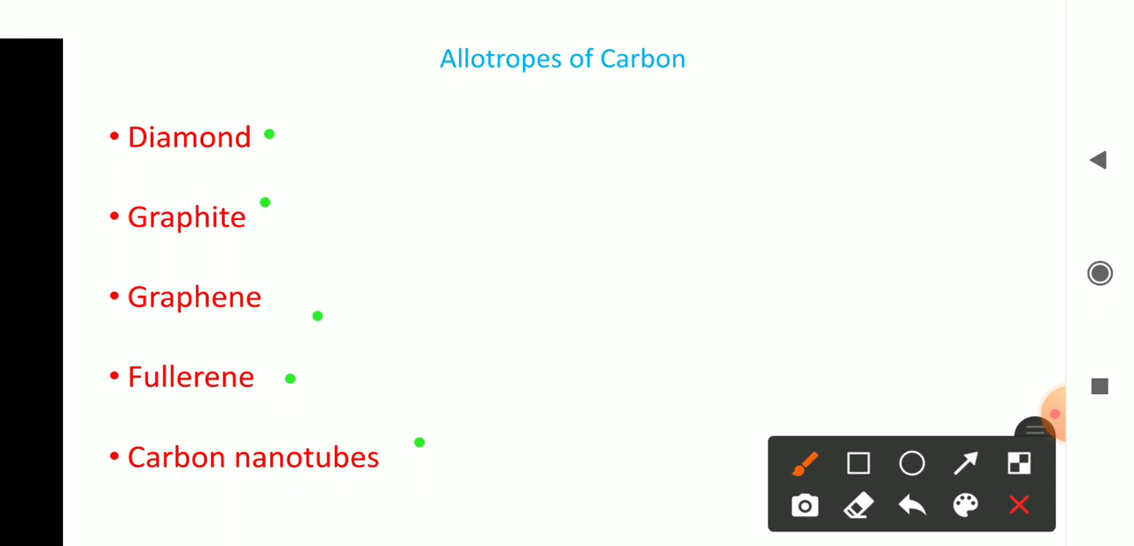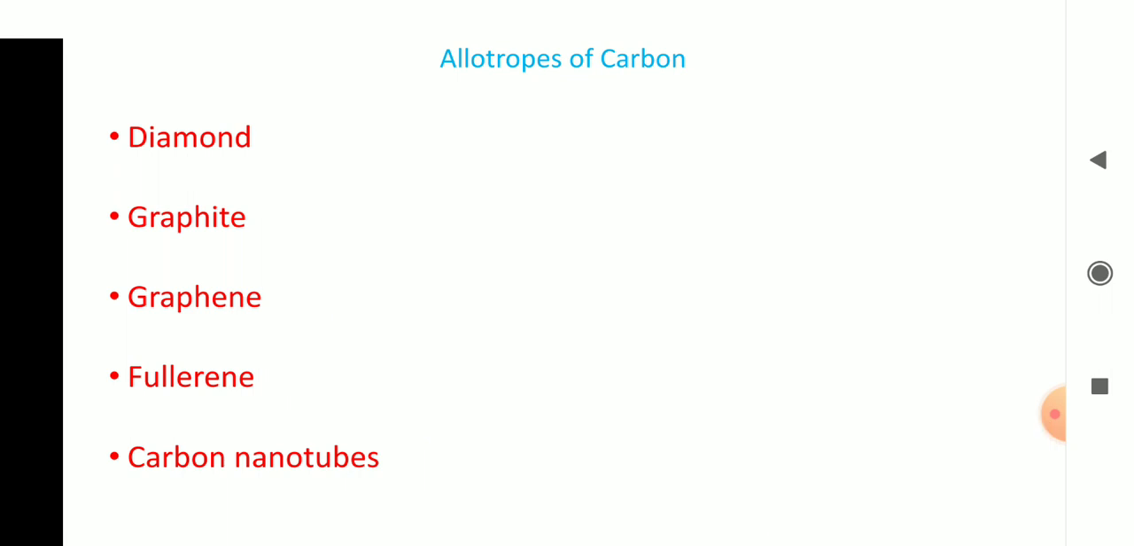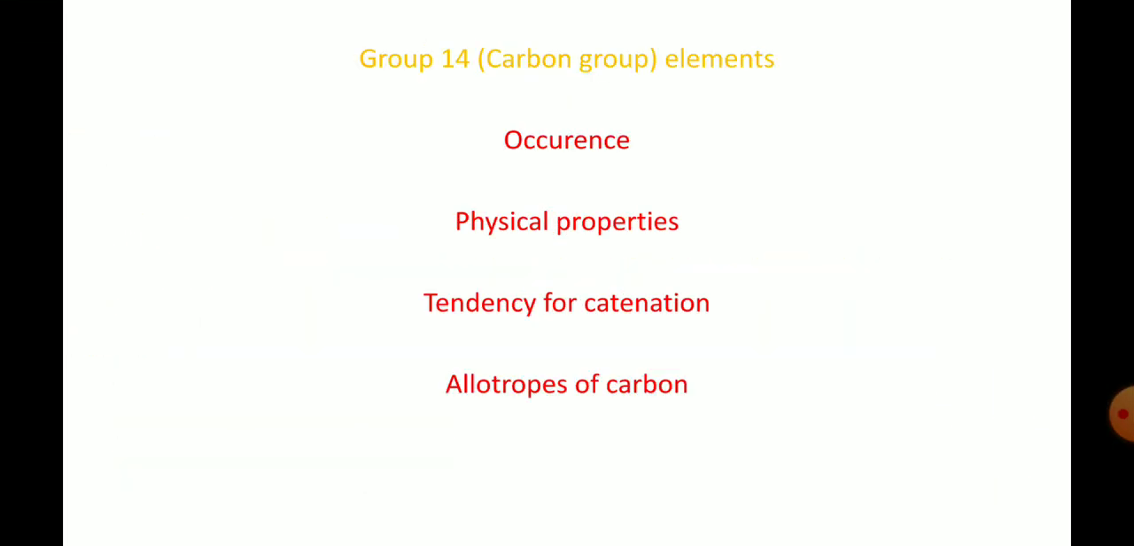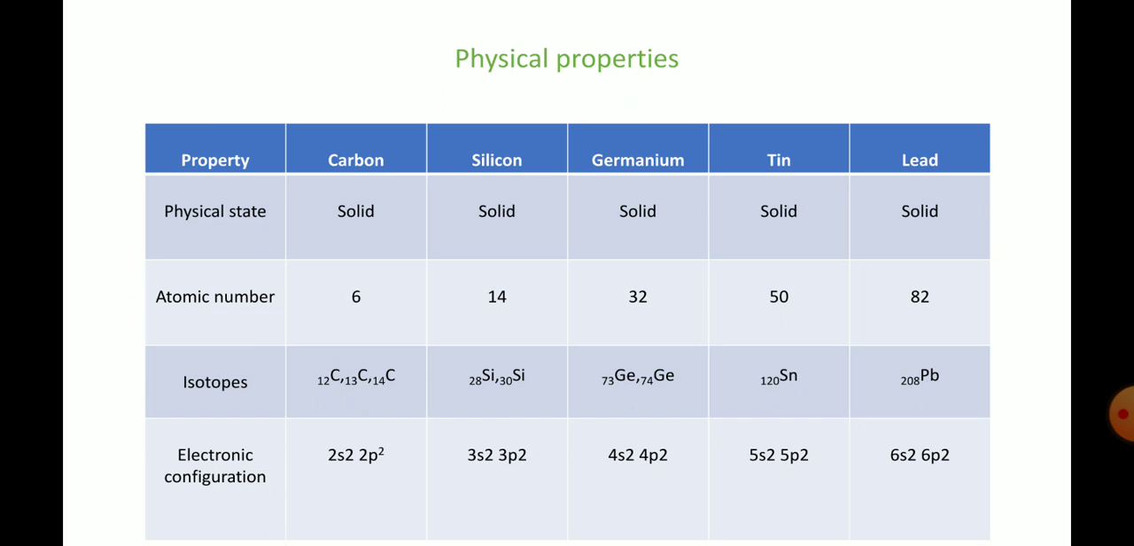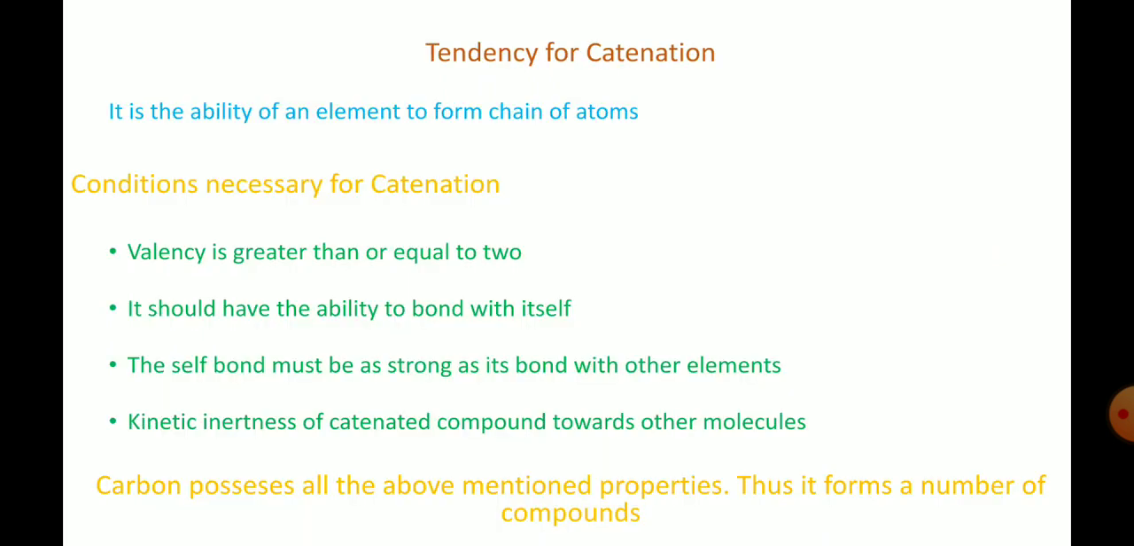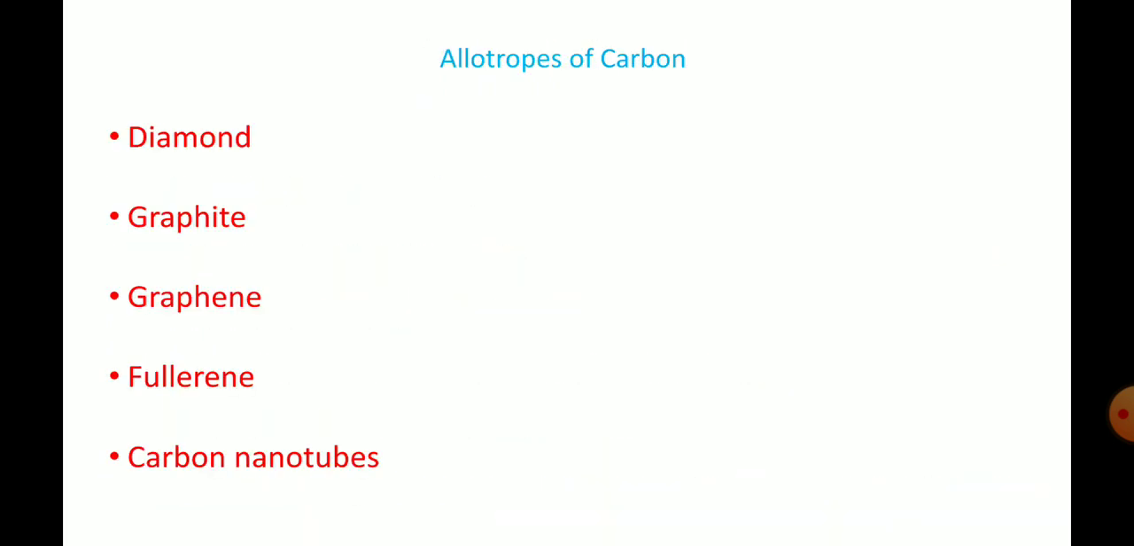Okay, so here what are the things we have seen? For group 14 elements, we have seen the occurrence, then secondly the physical properties, then the tendency for catenation, and finally the allotropes of carbon. Okay, students, with this I have planned to stop this video. Let us continue the allotropes of carbon in the coming video.